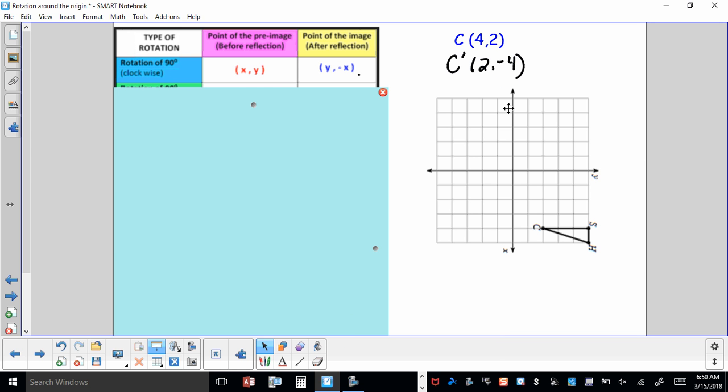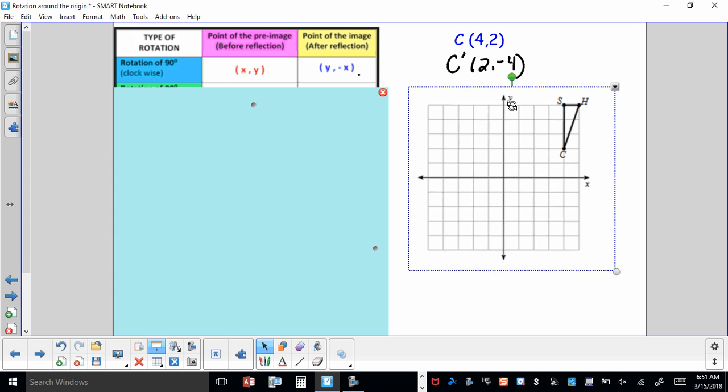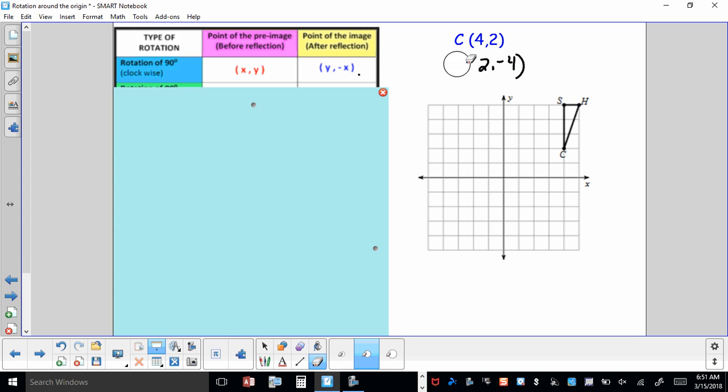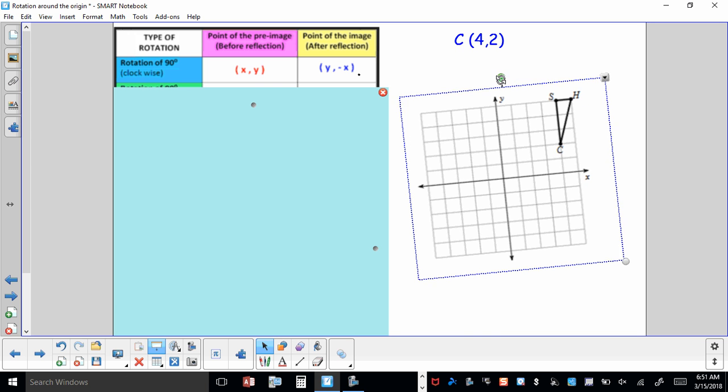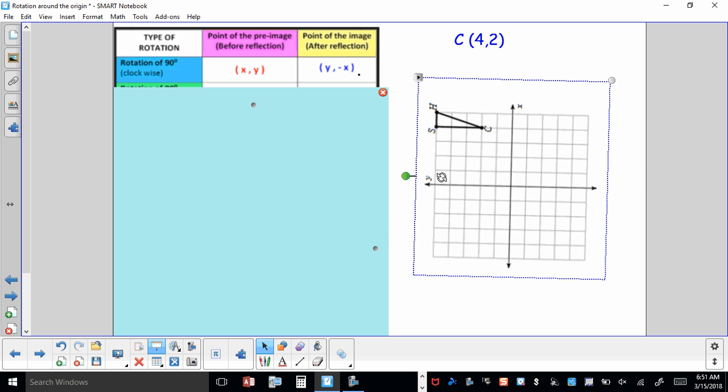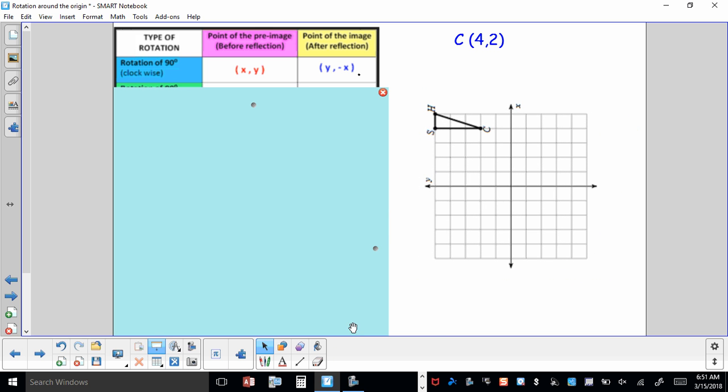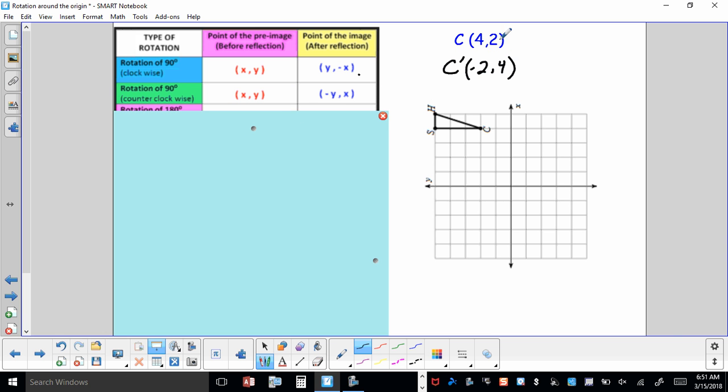All right, now if I start again with my pre-image, and C is at (4, 2), and I rotate it 90 degrees counterclockwise, this is what the image looks like. And so my new point for C is (-2, 4). So what happened to the coordinates? We started with an XY of (4, 2), and then we switched places, and the Y coordinate became negative.